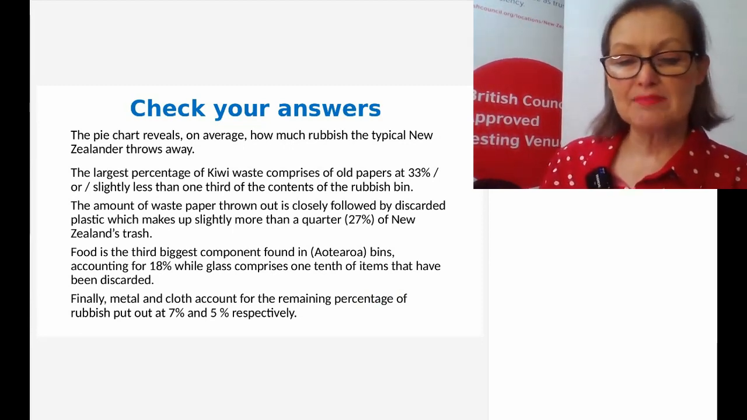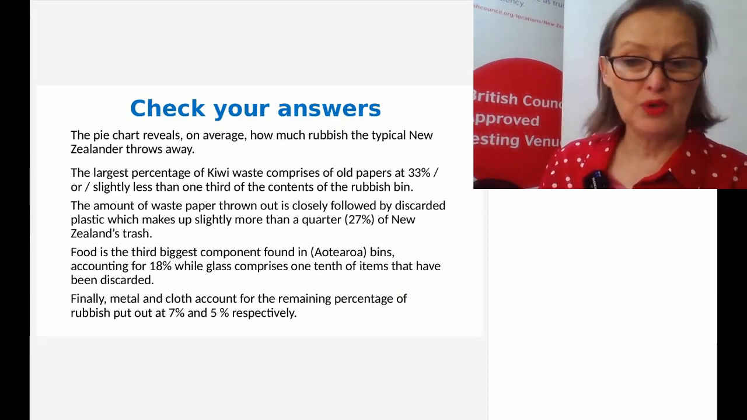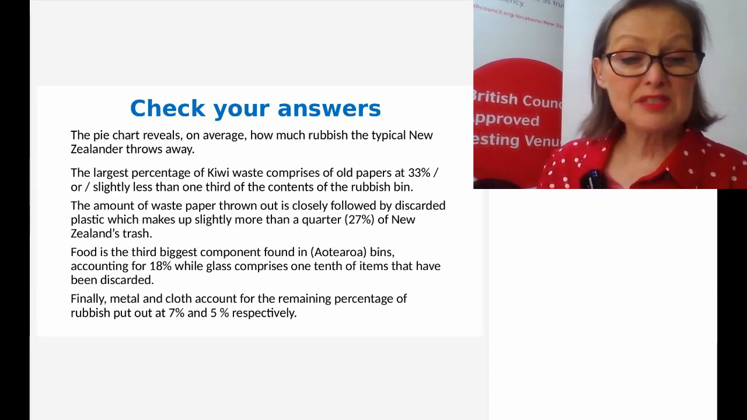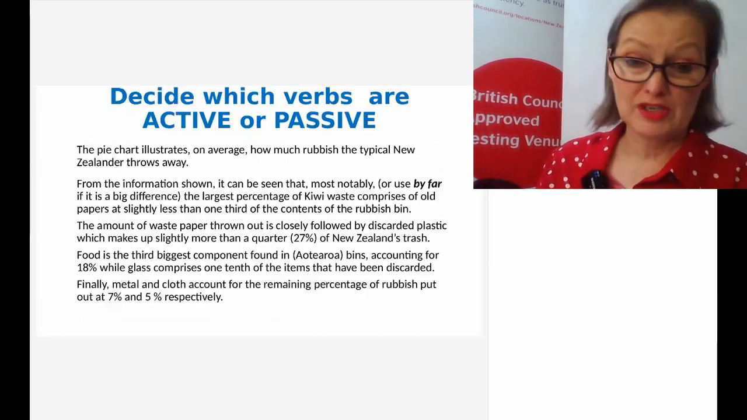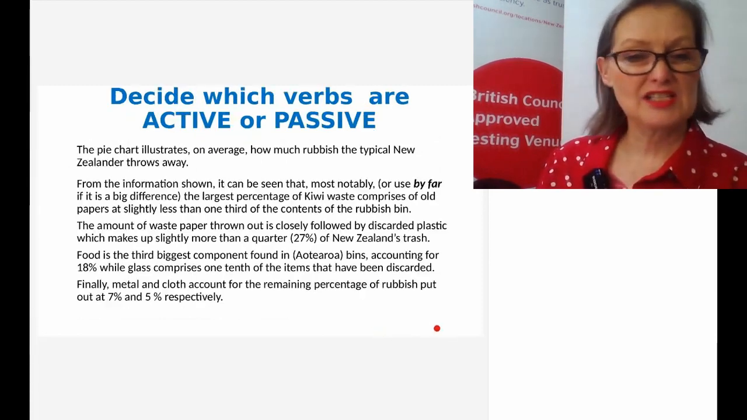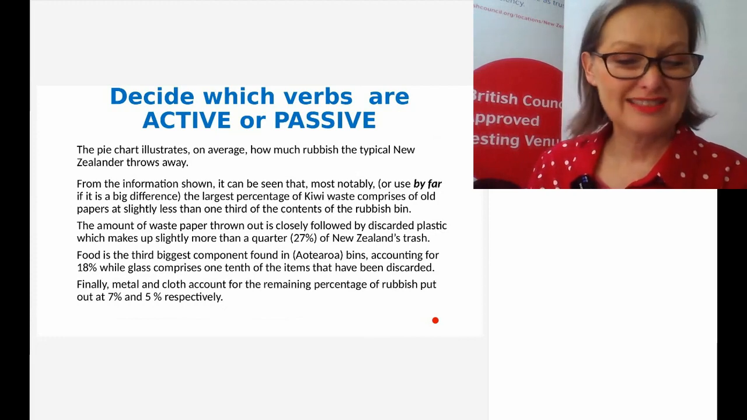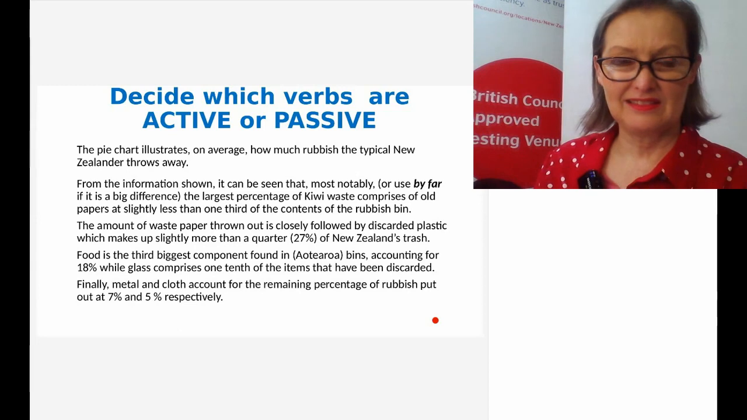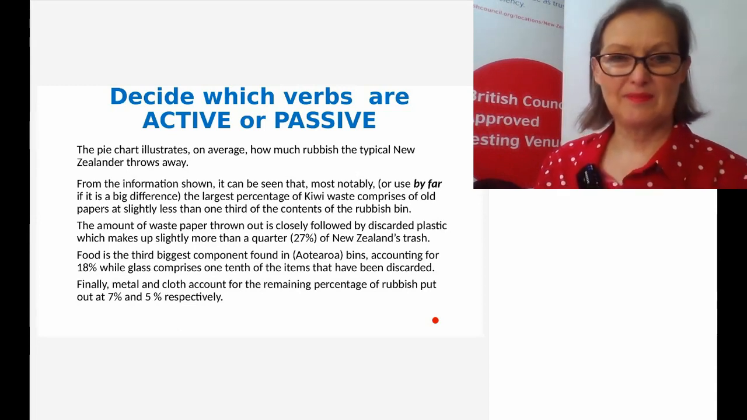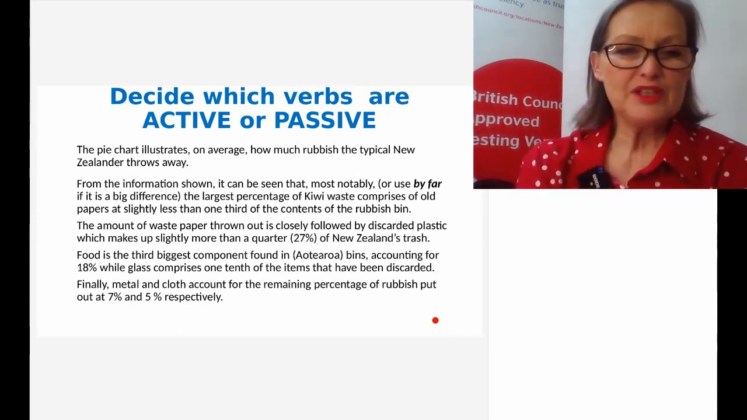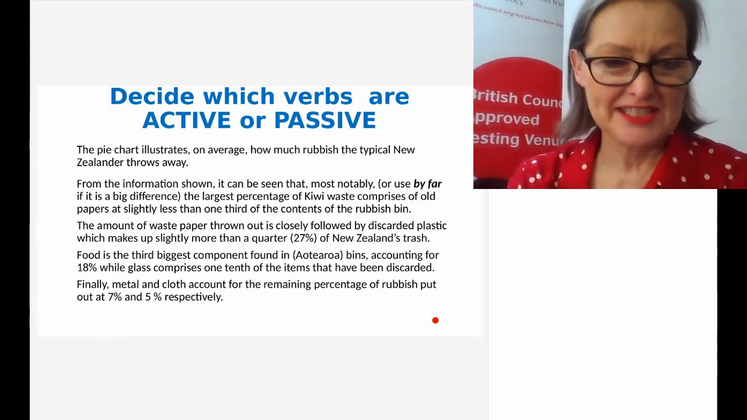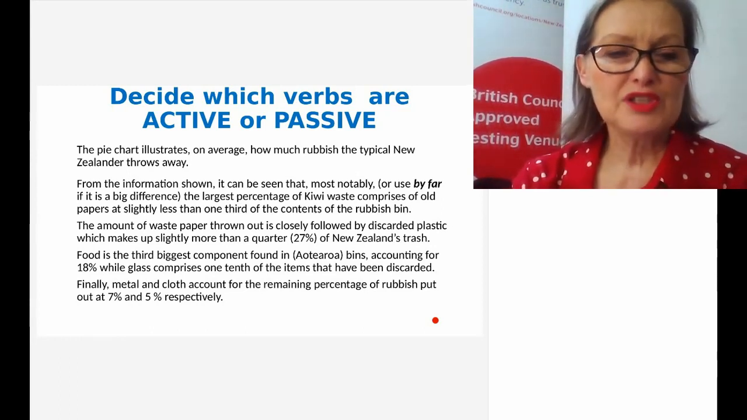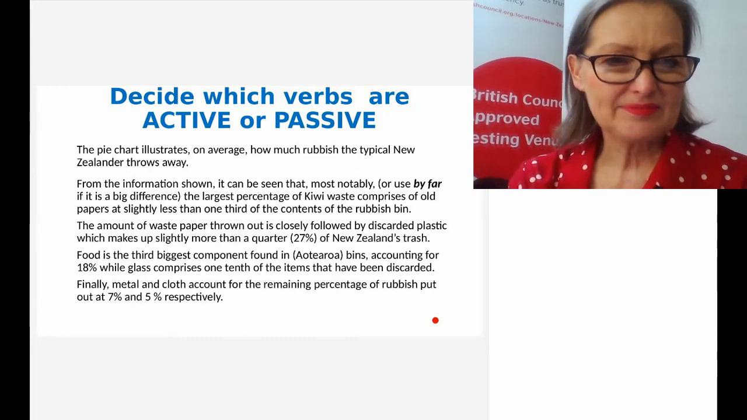But I can extend my writing a little bit. I can add a few more words by including the remaining percentage of rubbish put out or rubbish thrown away. That just helps me to bump up my word count. So now I want you to have a look at this piece of writing, and I want you to decide which verbs are active and which verbs are passive.